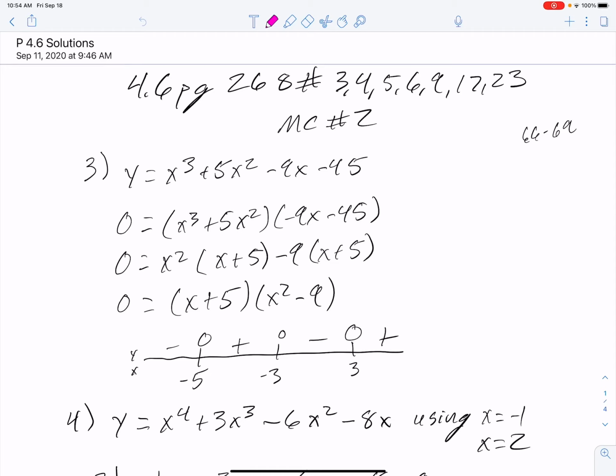All right, so we're going to take a look at the 4.6 homework. Definitely, if you still have questions after finishing this up, feel free to ask in class.